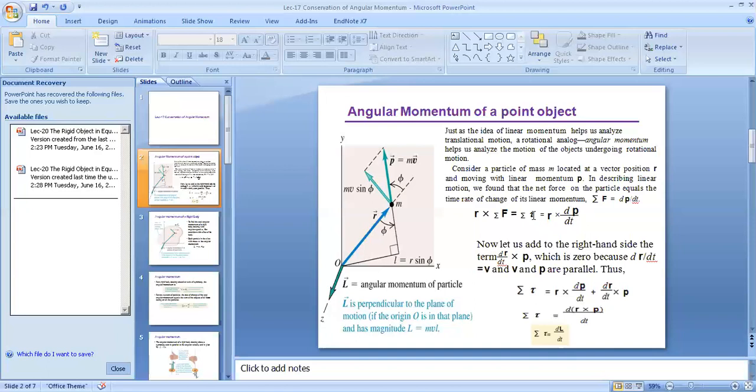This is the total turning effect caused by the net force F being applied at an angle phi with this radius vector r.